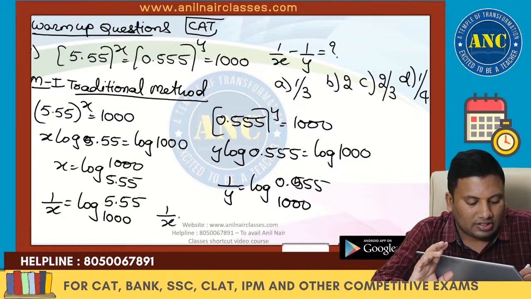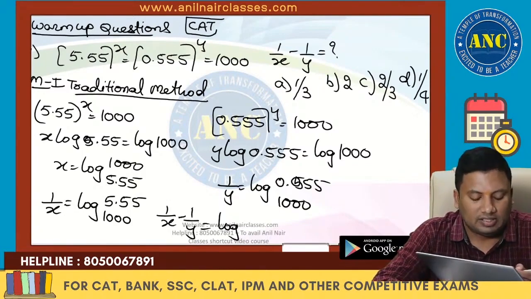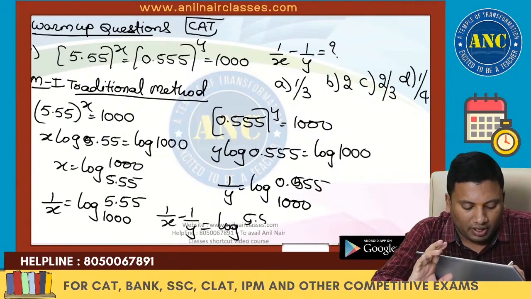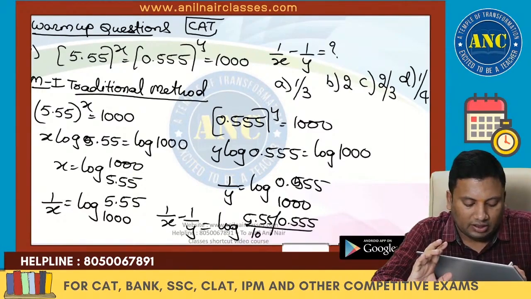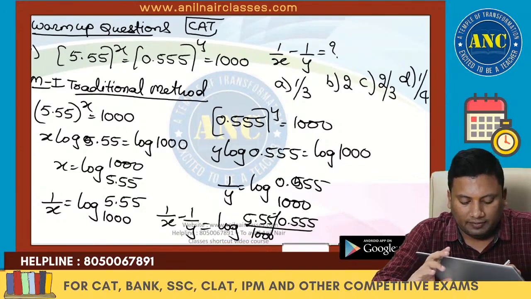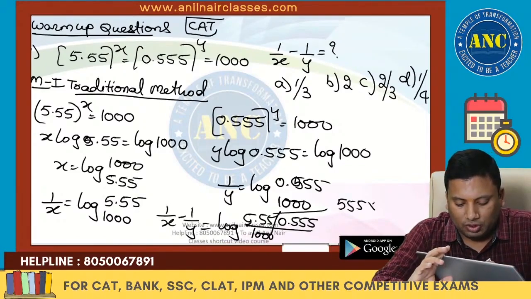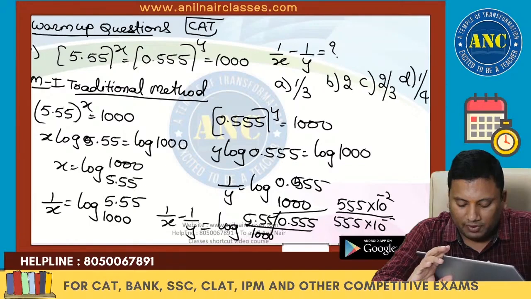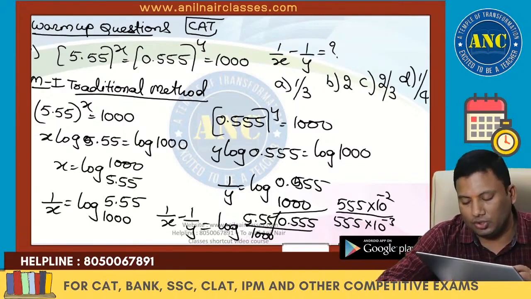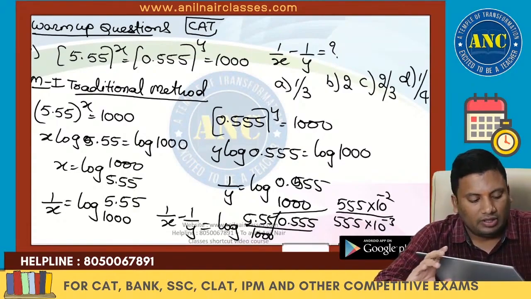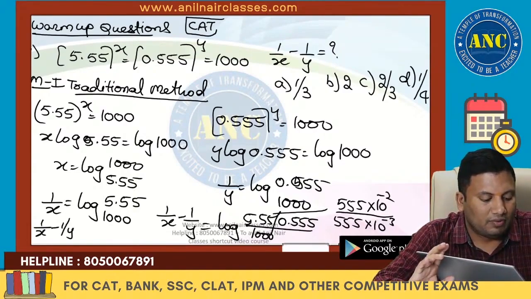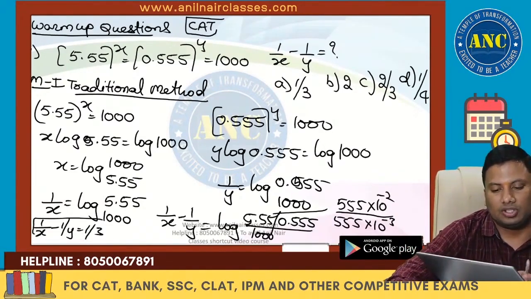So 1 by x minus 1 by y. This is nothing but log a minus log b is log a by b. 5.55 by 0.555 divided by 1000. This is nothing but 555 into 10 power minus 2, which is 555 into 10 power minus 3, so 10 power 3 minus 2. It is nothing but 1 by 3. 1 by x minus 1 by y equivalent to 1 by 3. This is how most of the students will solve this question.